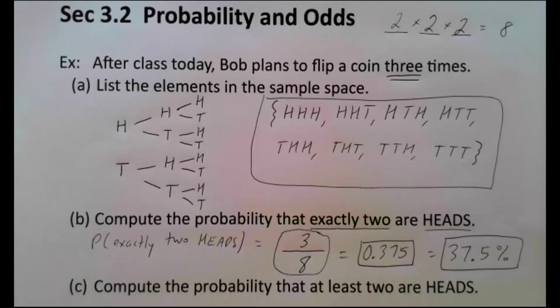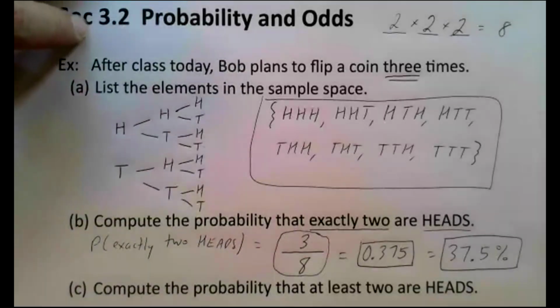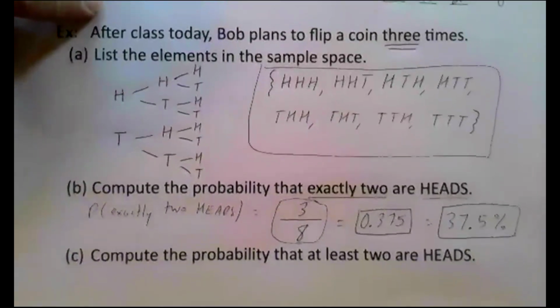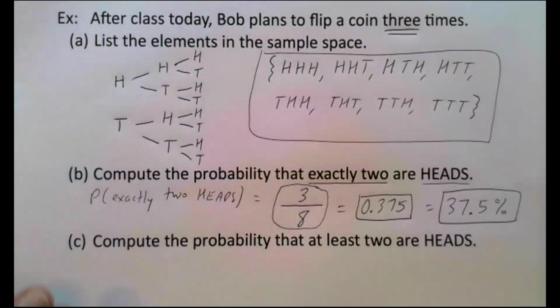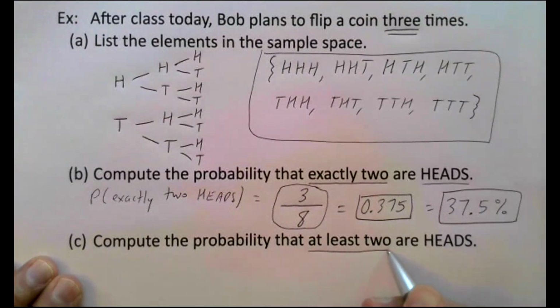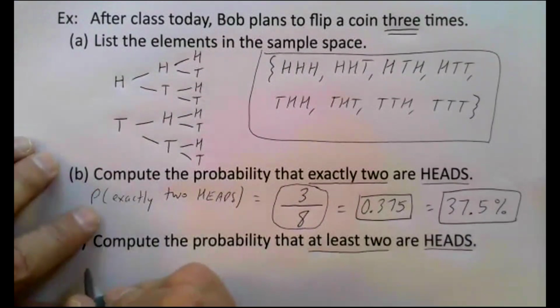But you should be able to figure that out on your own also. I could show you a couple of the more popular ones. Maybe I'll do that in a minute. Let's go ahead and do this next question. Compute the probability that at least two are heads. The last problem said exactly two. Now it says at least two.